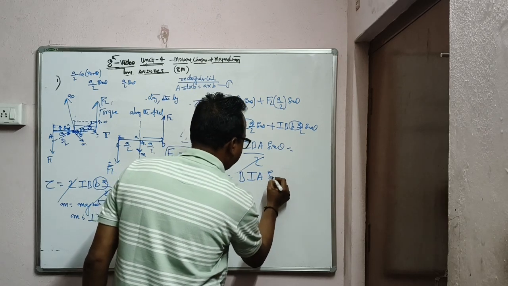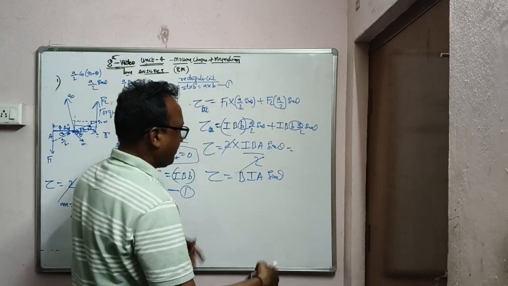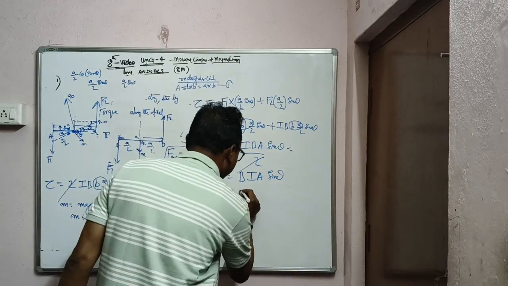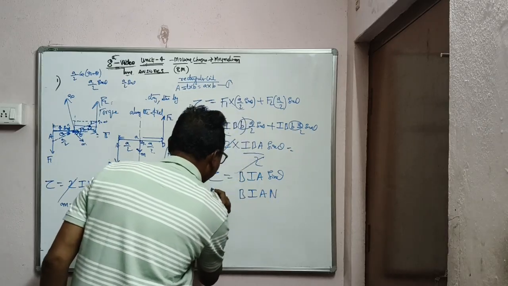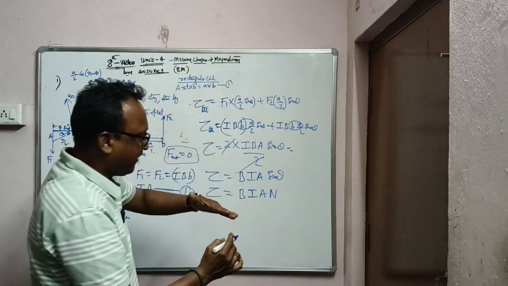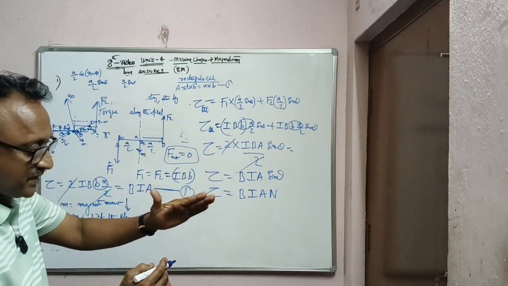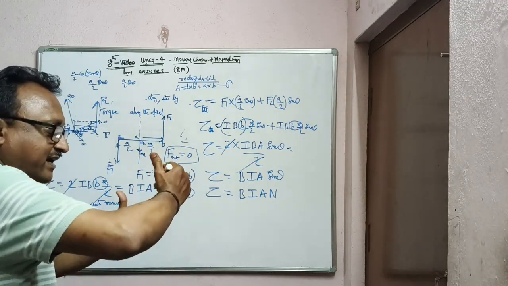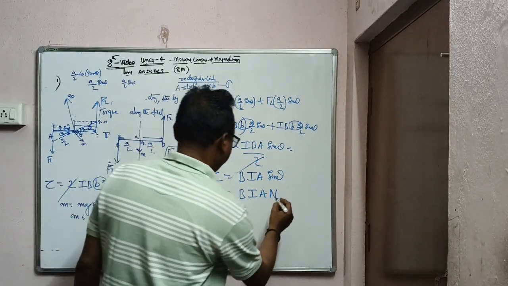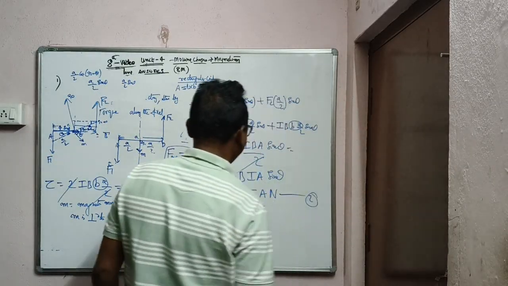BIA into sin theta. If n number of turns are there, then BIAN. So this is the torque acting when it is tilted, making some tilt angle theta. That means the magnetic moment is making some angle with the magnetic field. I'll take this as equation 2.